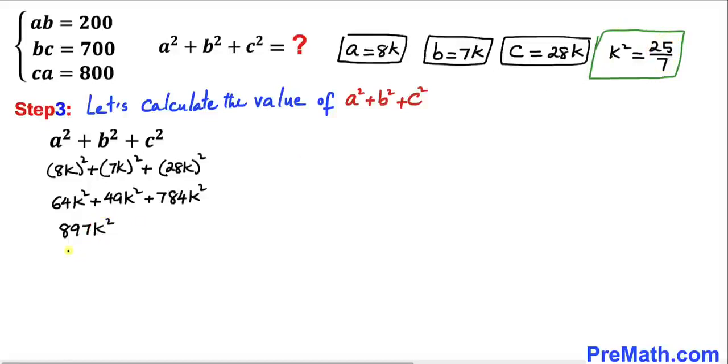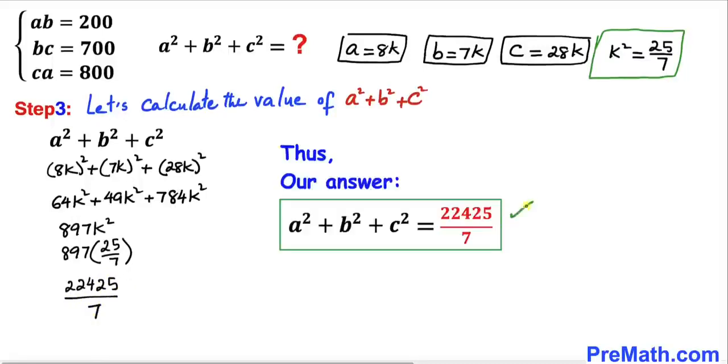But we know our K square value is 25 divided by 7. So let's go ahead and substitute that one. So 897, and I'm going to replace K square by 25 divided by 7. And if we multiply them, we are going to get 22,425 divided by 7. So thus the value of A square plus B square plus C square turns out to be 22,425 divided by 7, and that's our final answer.